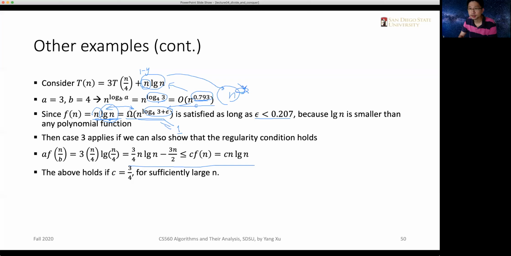So I guess this is the most tricky example in this case, but the overall principle is that we need to do the computation. We compare the polynomial function n to the power of logarithm base b of a and the f of n function, and we need to make sure that either one is greater than the other one with some polynomial coefficient epsilon here.